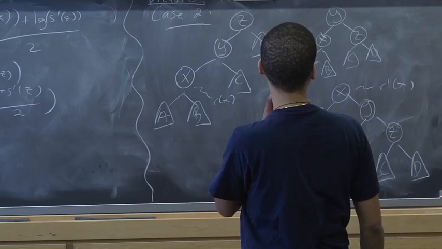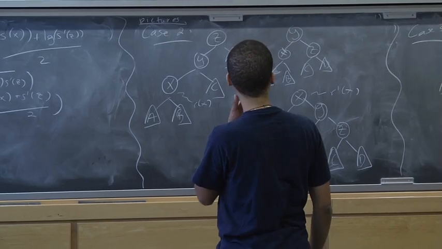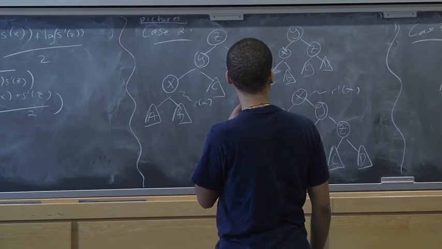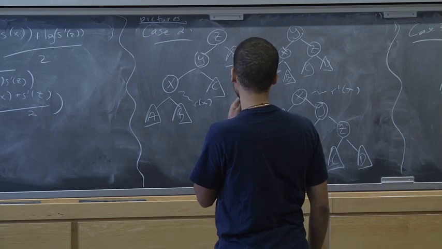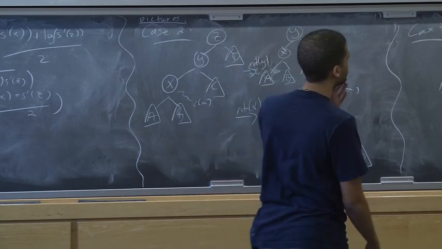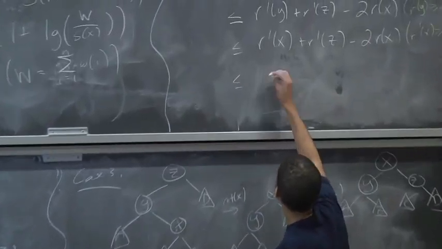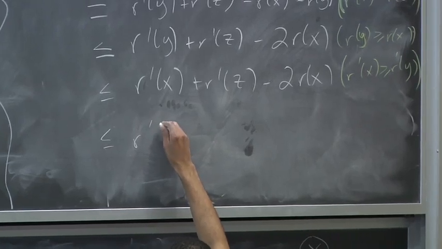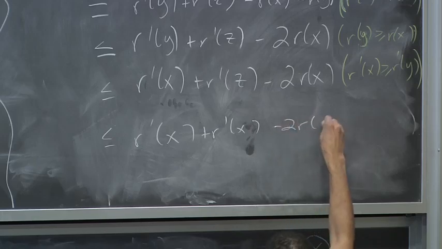F prime of z is at most f prime of x. Yeah, actually what you're saying makes a lot of sense. I read this proof. Is there any particular reason we need the 3? No, that's not important. But yeah, this makes sense. So the point you're saying is this thing here we can replace by r prime of x plus r prime of x minus 2r of x.